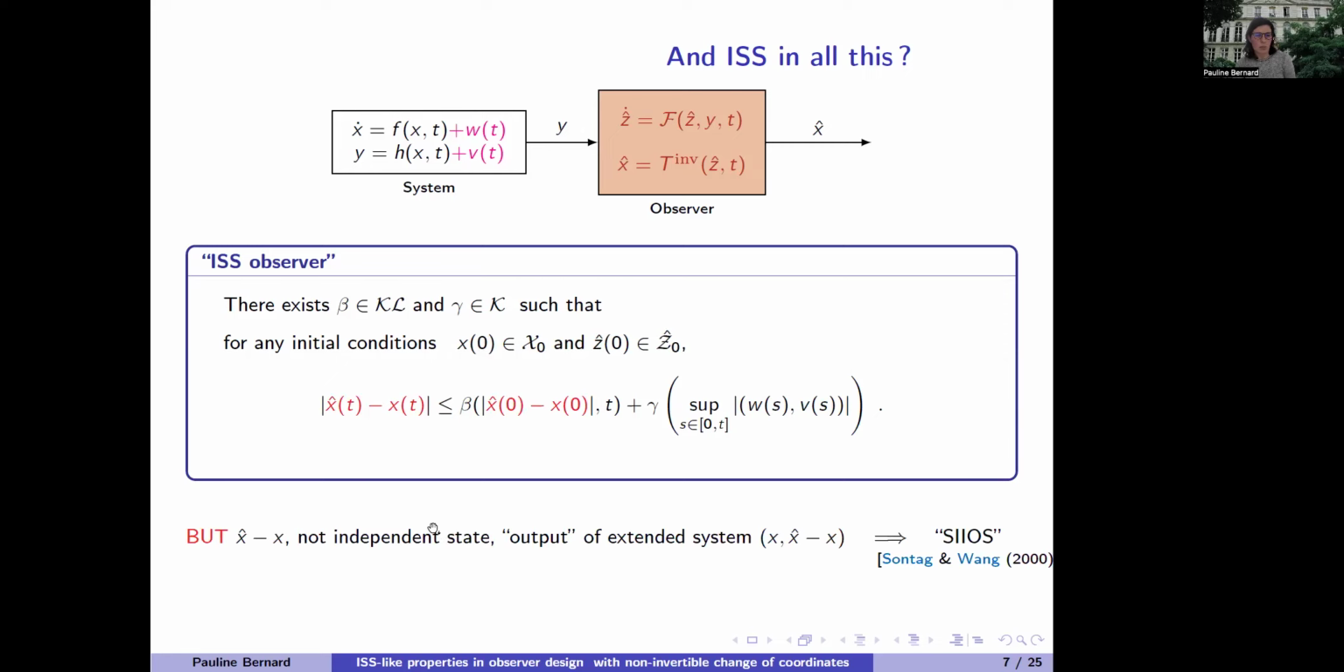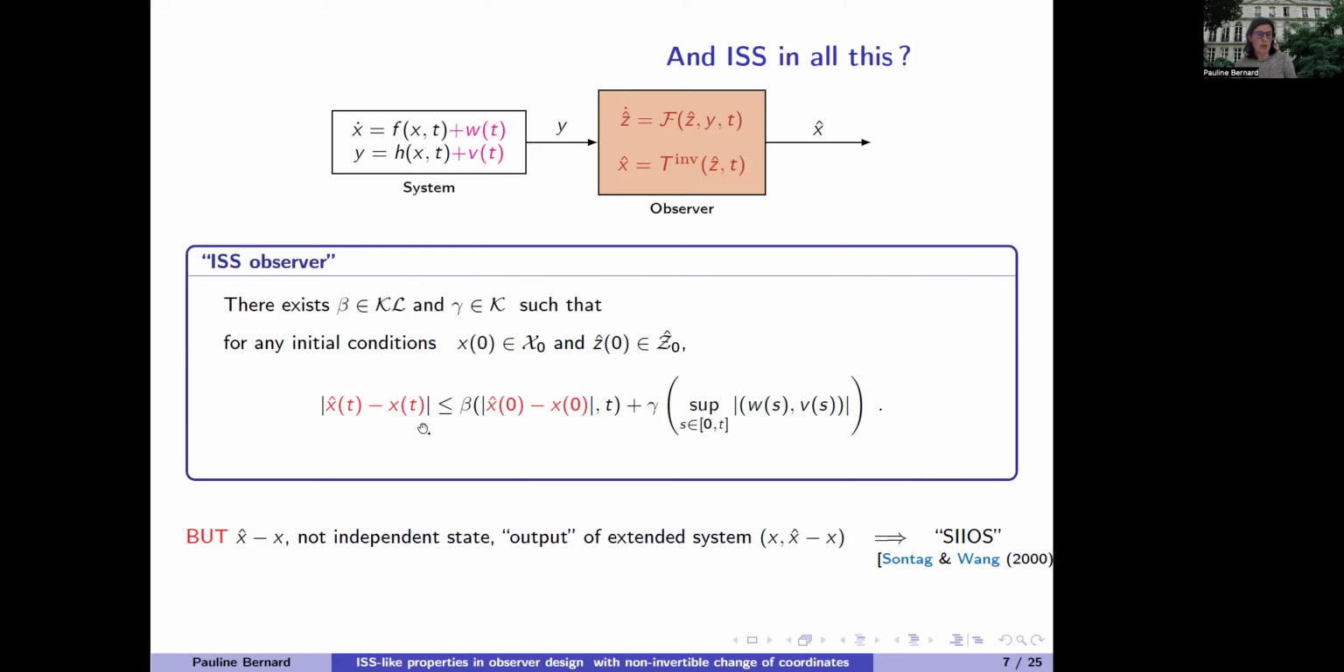So the first thing you may notice is that x hat minus x, contrary to linear systems, is not following independent dynamics. So it's not the state of a system. X hat minus x is just a part of the dynamics because, in fact, the state is x and the estimation error, or x and x hat. You cannot just look at the dynamics of the error. They are necessarily combined. So it's not really the state, it's more, let's say, an output.